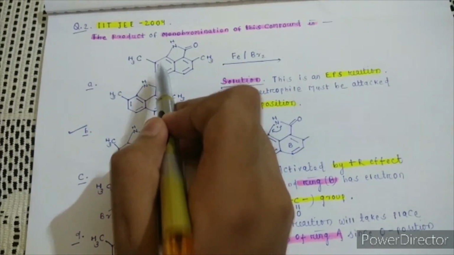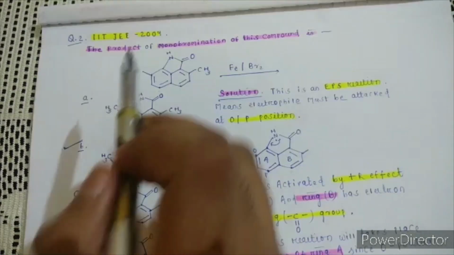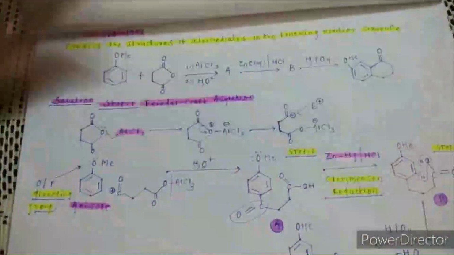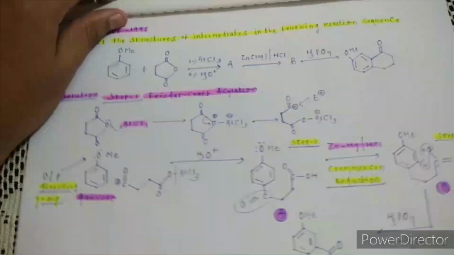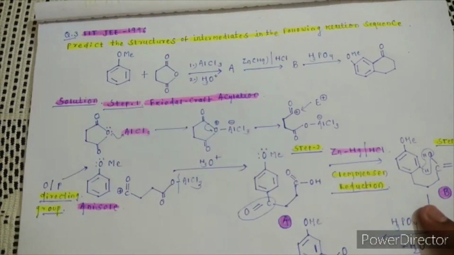So in ring A, at which place? The ortho position is blocked, so it will attach at the para position. So this is all about question number 2. This question came in IIT JEE 2004. Now we will move to question number 3. Question number 3, you look, this question came in IIT JEE 1996.